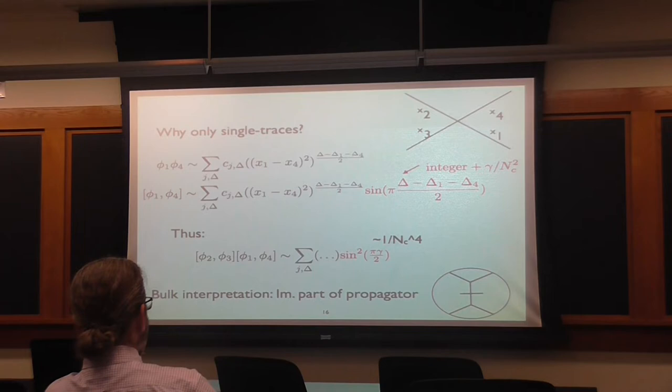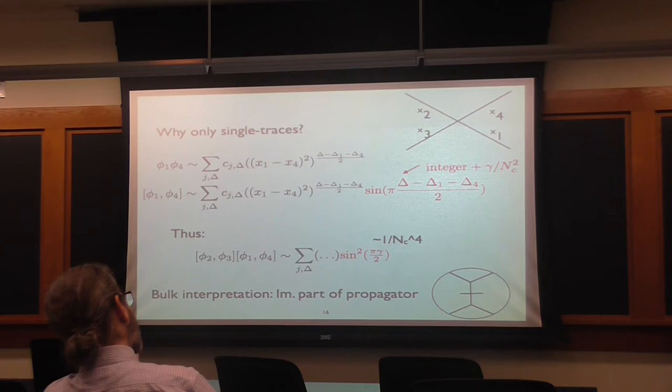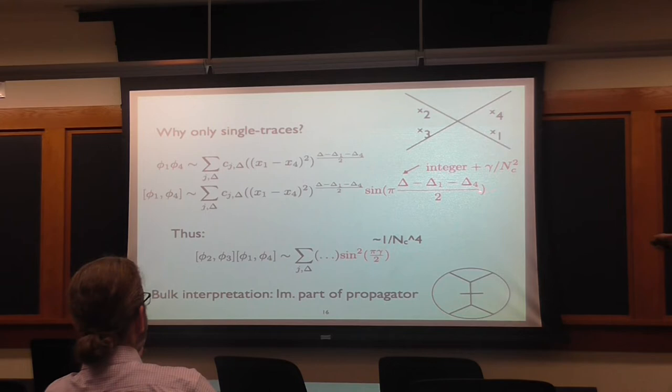But the point is you have double-trace operators. If you have operators O1 and O2, we can make double traces by putting a bunch of derivatives between them. But all these operators have dimensions that differ by adding integers. So this dimension is an integer, plus some small anomalous dimension proportional to 1 over N. So this sine is basically 1 over N. So this commutator is very small, it's suppressed by 1 over N, and then you get a similar suppression from the other side. Because it's a double commutator, you get this suppression twice. And that's enough to give you 1 over N^4, which is the order of a one-loop correction in the 1 over N expansion.